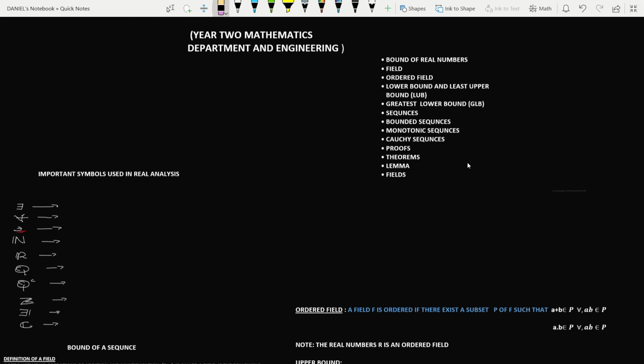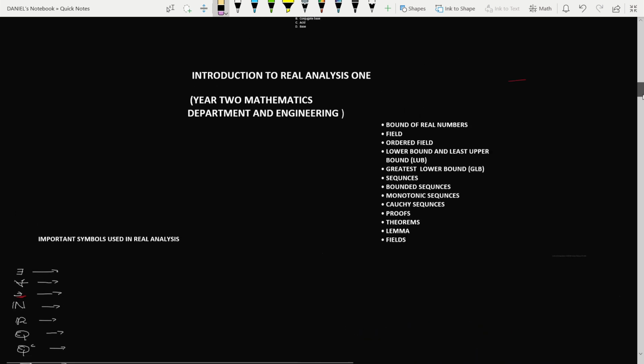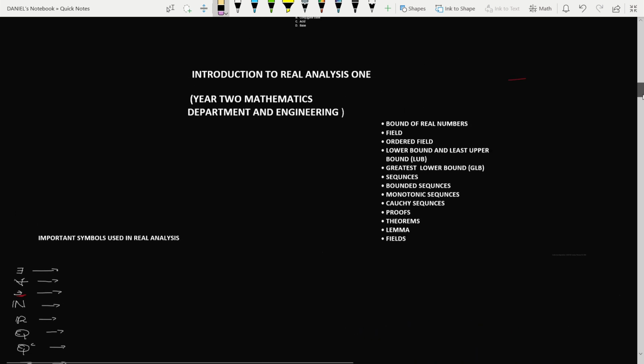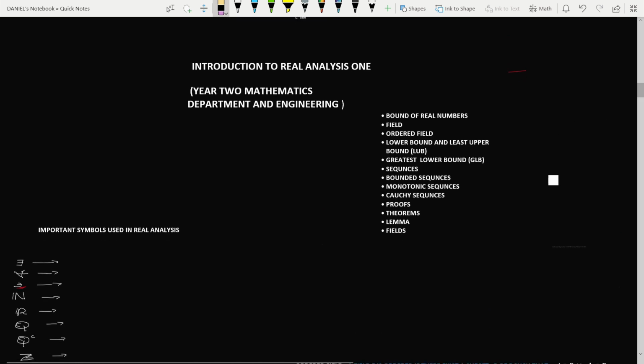All right. Okay. So guys, this is Real Analysis class one, the introduction to real analysis one. This class is specifically for those in year two, year three, year four, and so on in the field of mathematics and engineering.